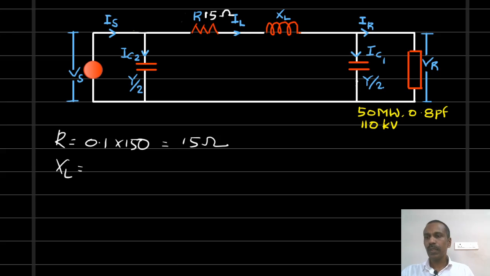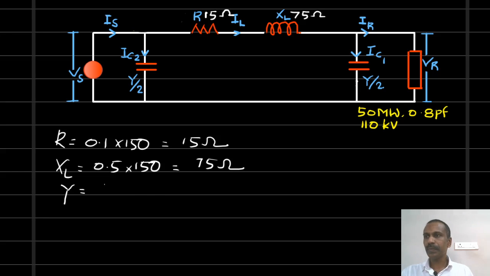Inductive reactance equals 0.5 ohm per phase per kilometer into 150 km. It is equal to 75 ohm. The inductive reactance is 75 ohm.